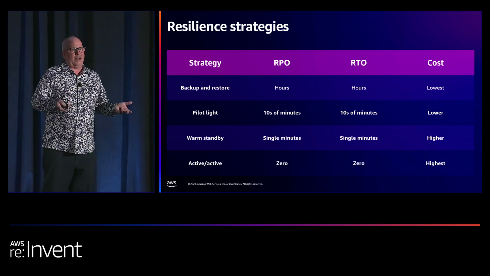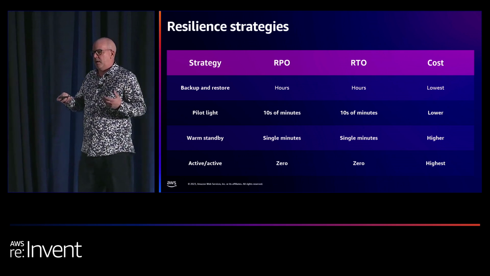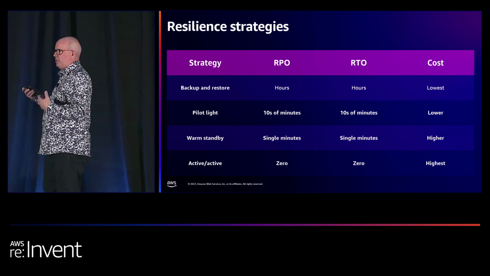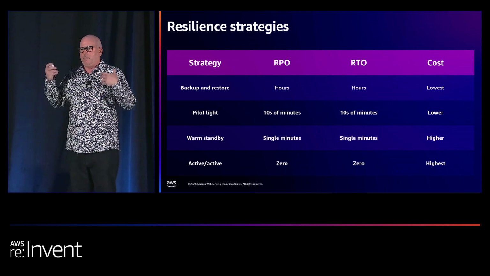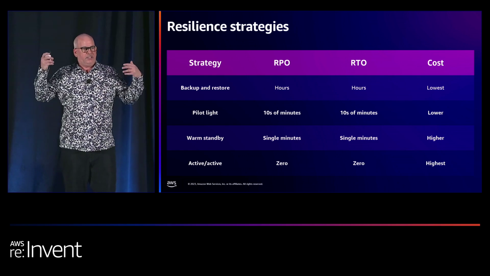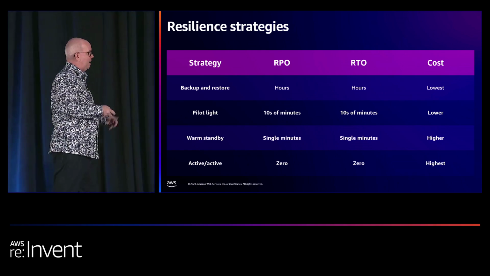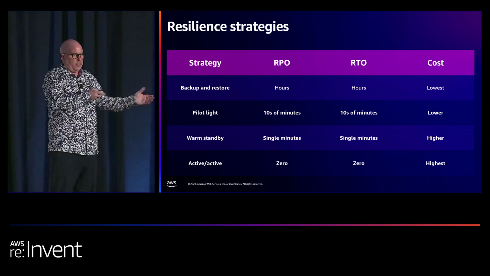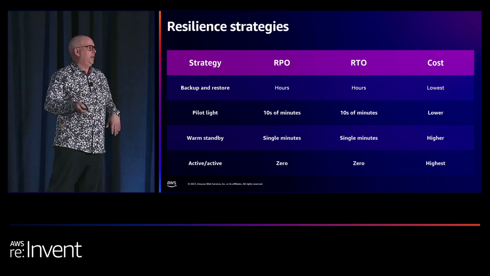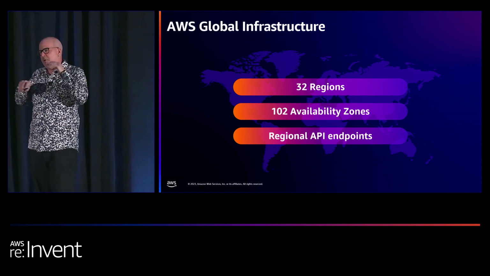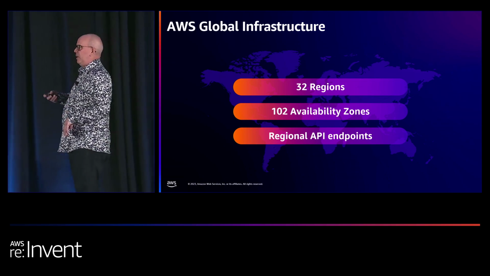And then active-active, right? And this is the scenario where we have a strategy where we want zero data loss. We want zero RPO, and we're willing to bear the higher costs of running significant amounts of traffic in multiple places at the same time, in order to ensure that I can shift my traffic wherever I need at any time.